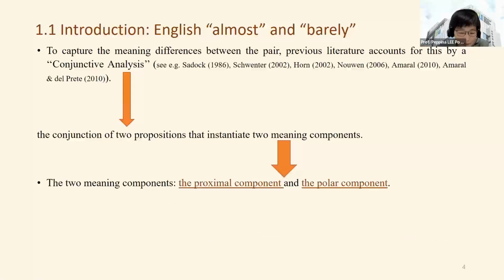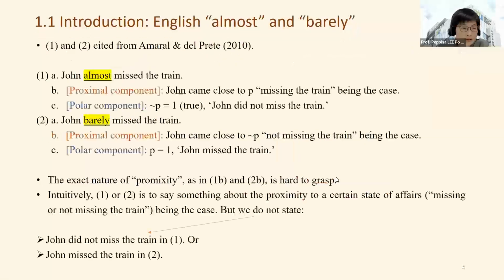To capture the meaning, the meaning of the two has been accounted for in the literature by a kind of conjunctive analysis, which is the conjunction of two propositions, which in semantics we call propositions, and in basic linguistics we call sentences. So they include two different meaning components. The first one, as said before, is the proximal component. The second one is the polar component. Sentences 1 and 2 are given in previous analyses. We'll see how the two components operate in order to tell the difference between the two.